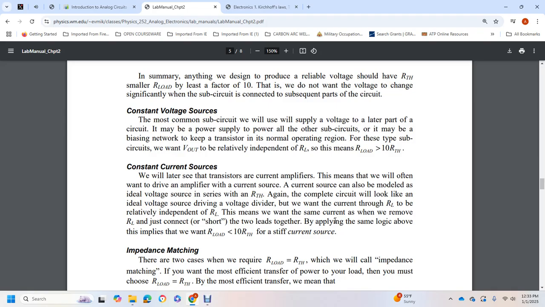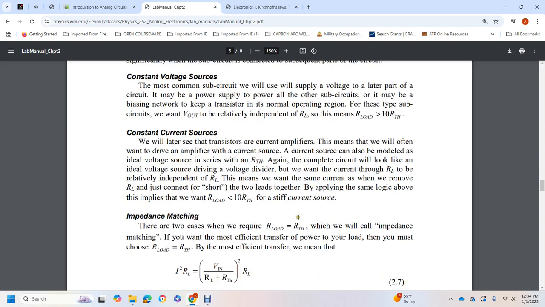The most common subcircuit used to supply voltage to later parts of the circuit is the power supply. Another subcircuit may be the biasing network to keep the transistor in its normal operating region. For this type of subcircuit, with the voltage output relative to the input and the load resistance meaning the input impedance, the load resistance must be greater than 10 times the Thevenin resistance.